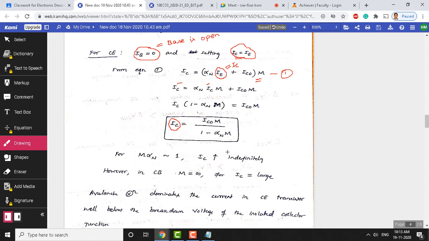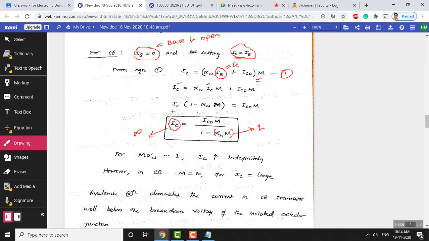And here in the denominator, if you observe that if the second term tends to unity, then this complete denominator is going to become 0. So, then IC becomes infinity. That means there is a large surge in the collector current. That means collector current increases indefinitely when the product of current transfer ratio and avalanche multiplication factor tends to unity, and its value becomes very large. So that's what we can make out from this expression.